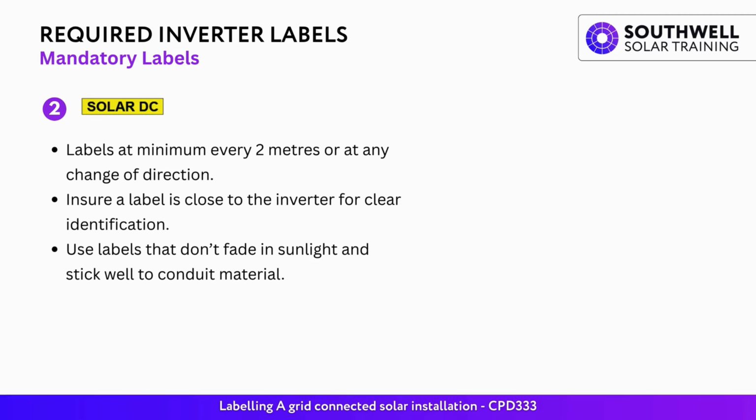Number 2. Solar DC conduit labels. Any conduit containing solar DC cabling must be labeled "solar". Labels are required at a minimum every 2 meters or at any change of direction. Ensure a label is close to the inverter for clear identification. Use labels that don't fade in sunlight and stick well to the conduit material. Labels on the conduit are okay as well, providing they are clear and the correct wording is provided.